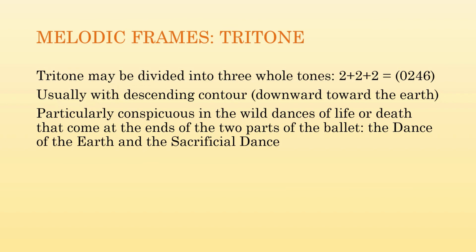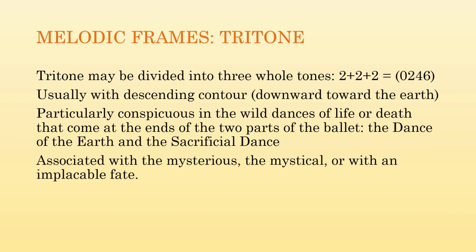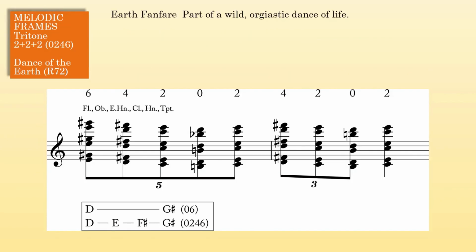0, 2, 4, 6 melodies are particularly conspicuous in the wild dances of life or death that come at the ends of the two parts of the ballet, the dance of the earth and the sacrificial dance. They often seem to suggest either the mysterious mystical or an implacable fate. The earth fanfare is part of a wild orgiastic dance of life.